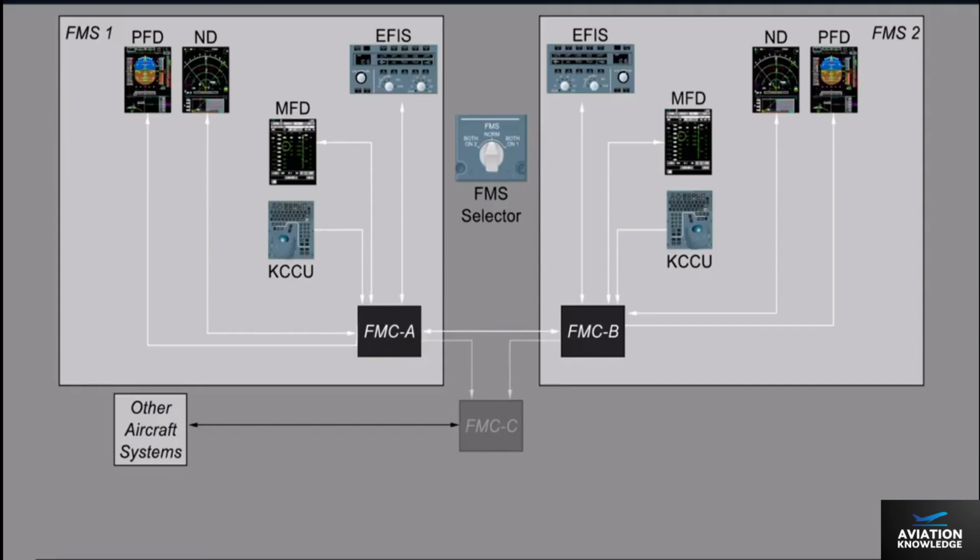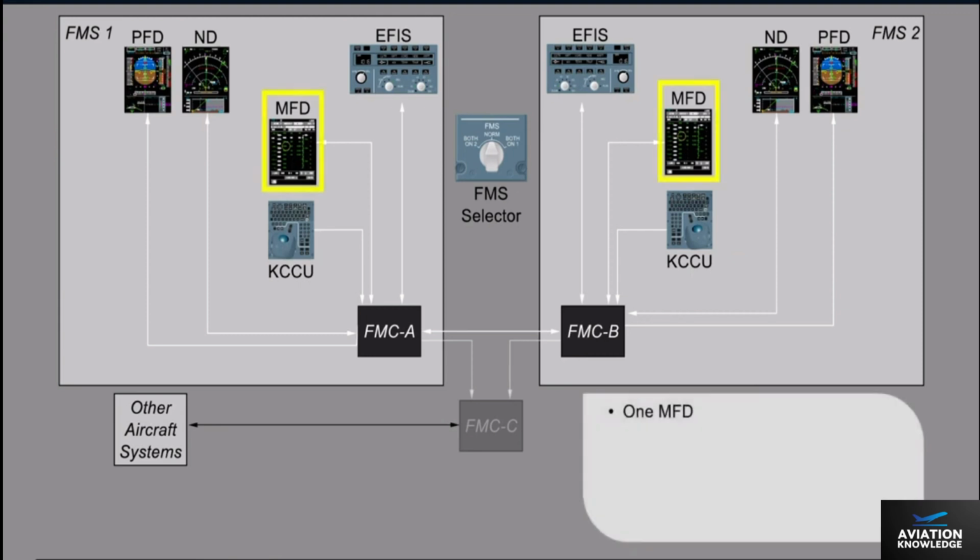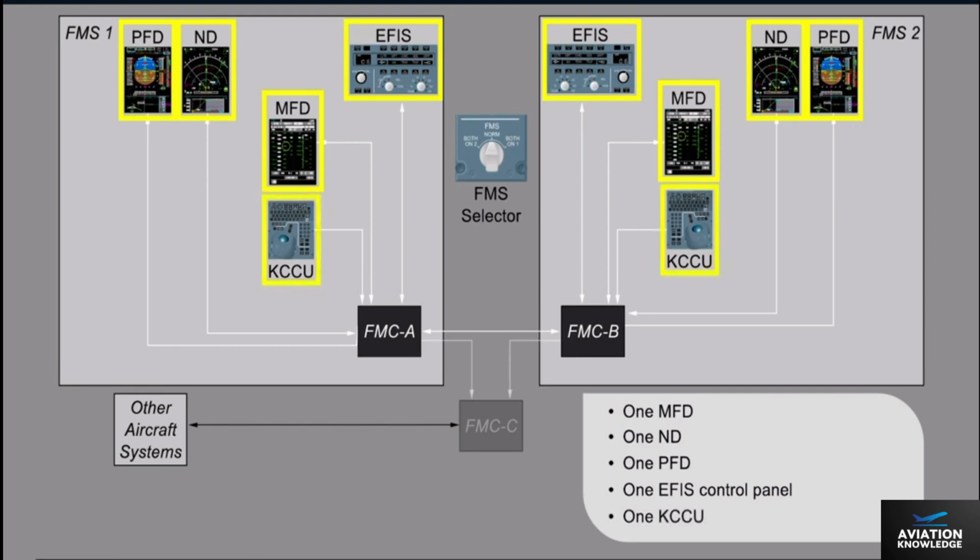The following controls and displays are used to interface with each flight management system: one MFD, one ND, one PFD, one Electronic Flight Instrument System (EFIS) control panel, and one Keyboard and Cursor Control Unit (KCCU).